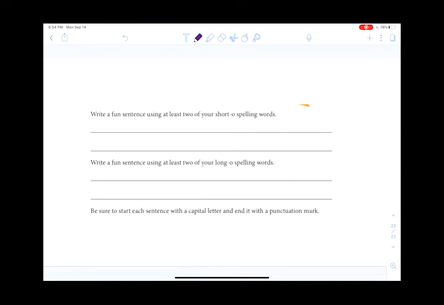Now you write a fun sentence using at least two of your short O spelling words. After that, write a fun sentence using at least two of your long O spelling words. Be sure to start each sentence with a capital letter and end it with a punctuation mark.